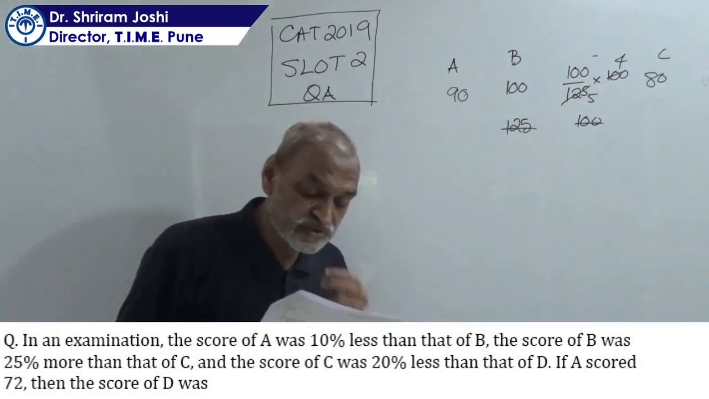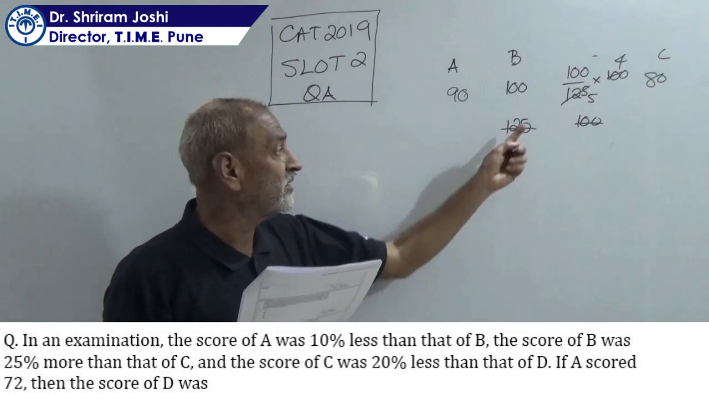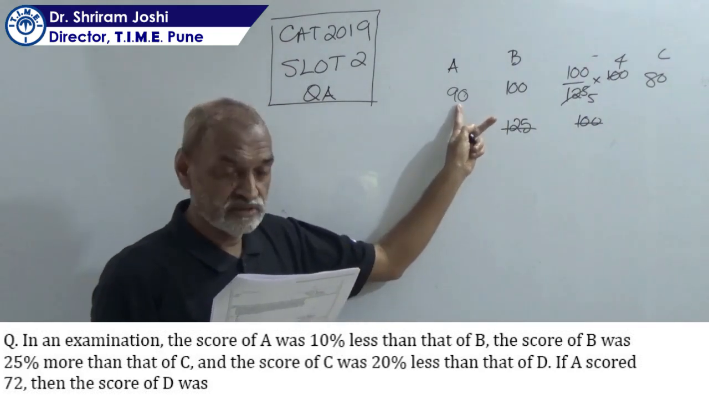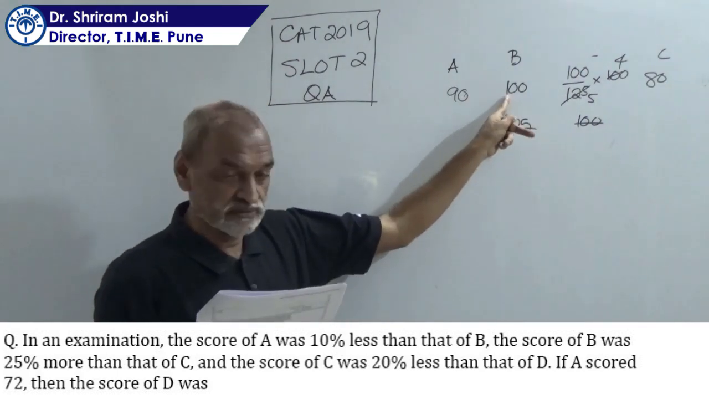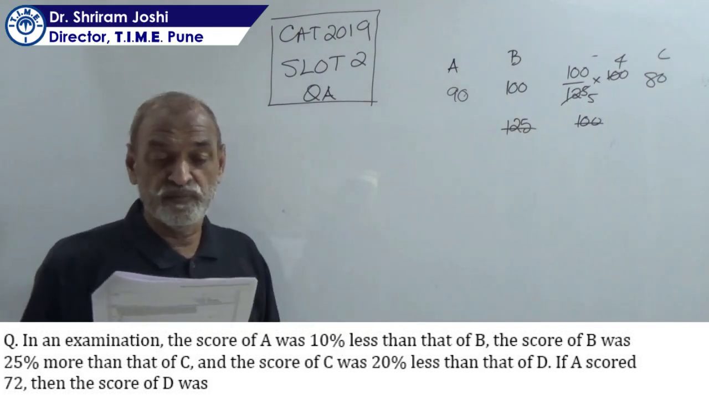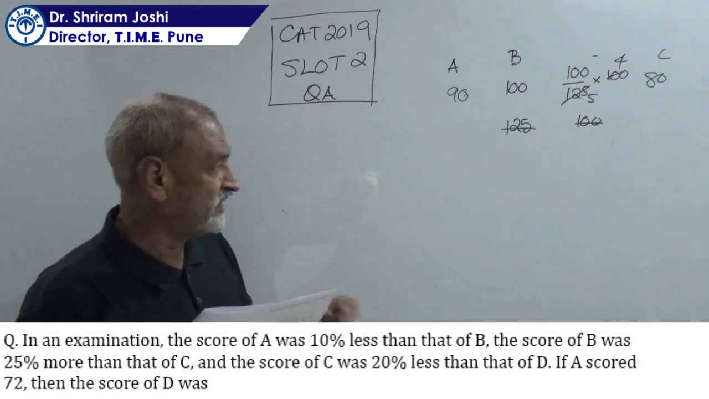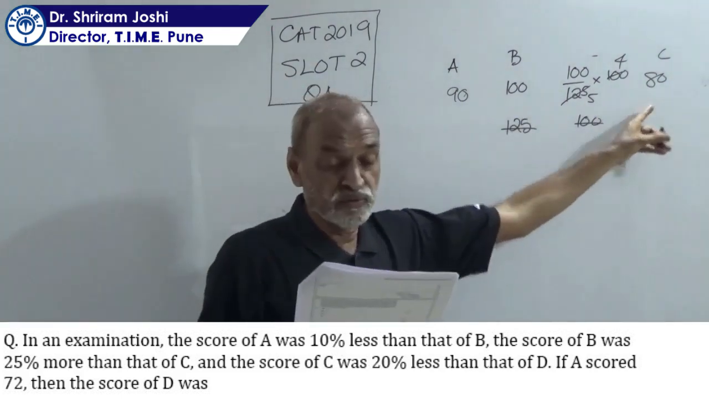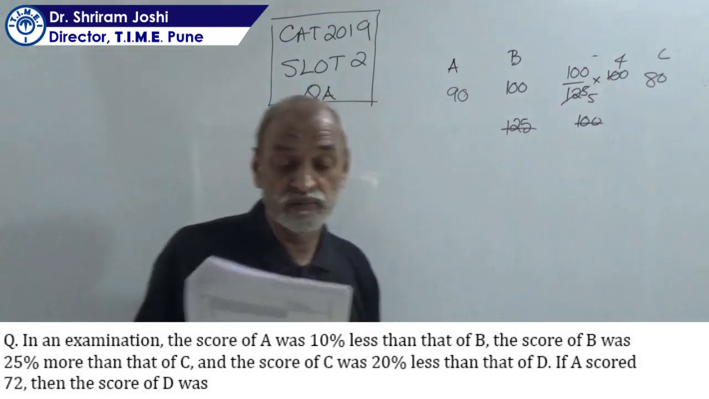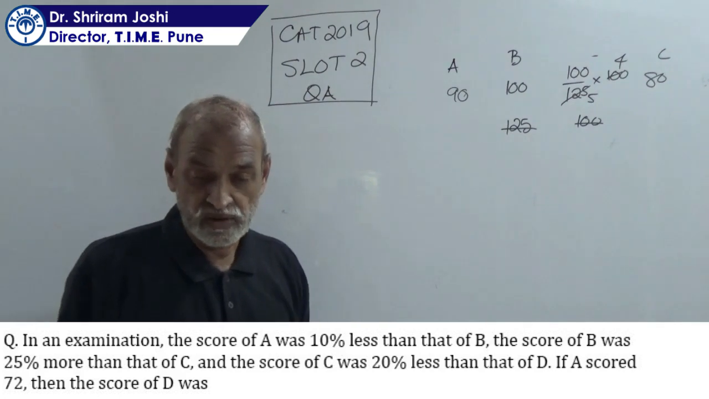Let us be sure. Score of A is 10% less than that of B, which is 90 if B is 100, and score of B was 25% more than that of C. If B is 100, C would be 80. We just did it by ratio proportion.